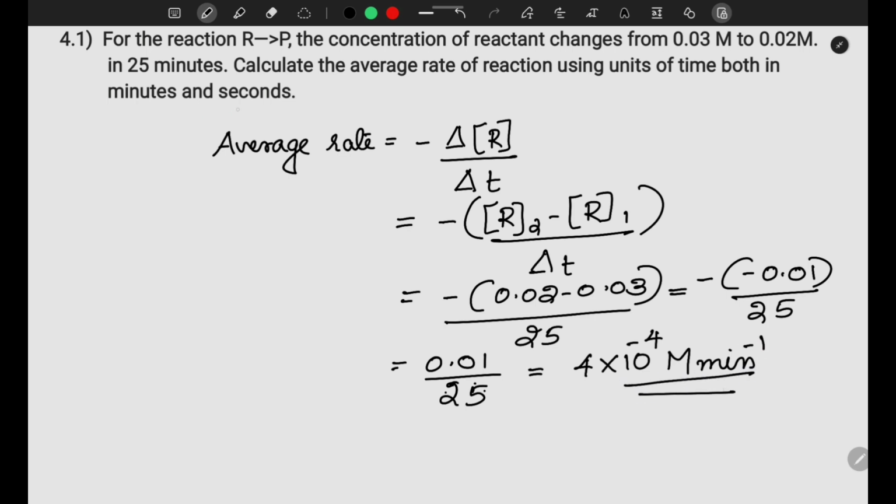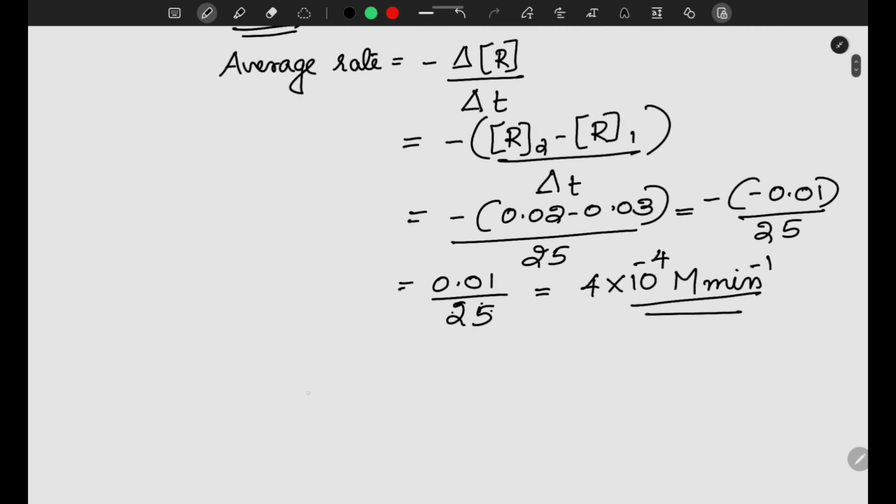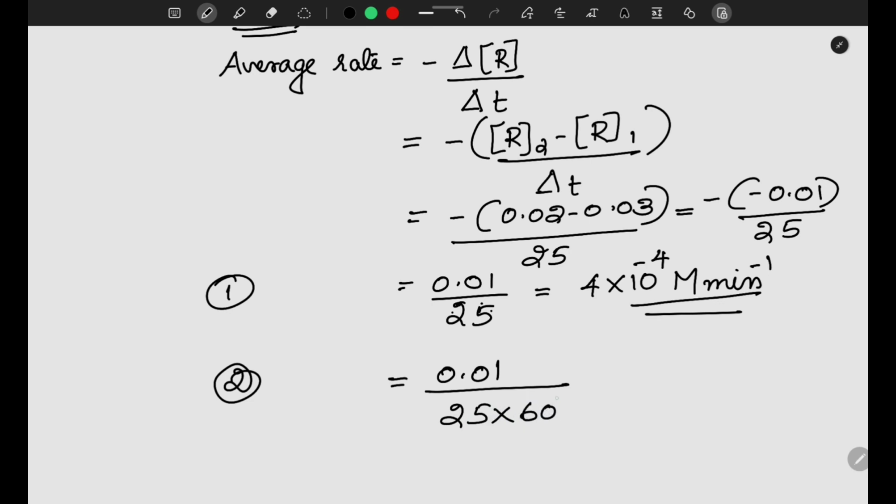Now we have to do this in seconds also. So let us convert minute into seconds. First one, average rate in minutes. Then second case, we have to convert into seconds. So 0.01 divided by 25 into 60. When we simplify, we will get 6.66 into 10 raised to minus 6 molar second raised to minus 1.